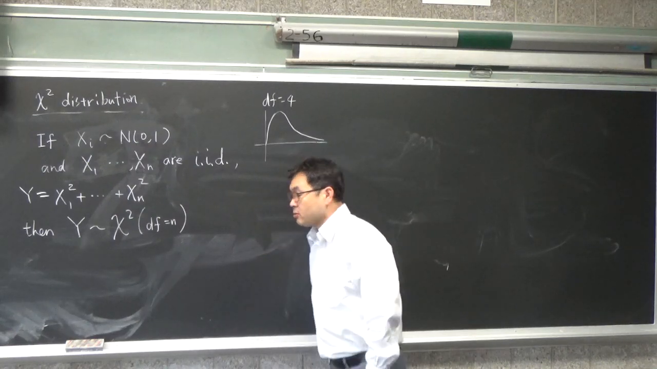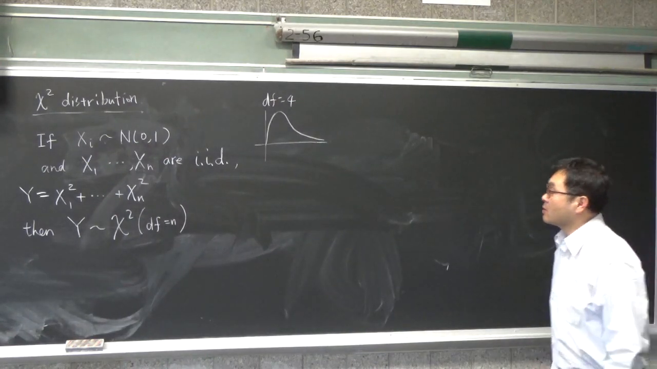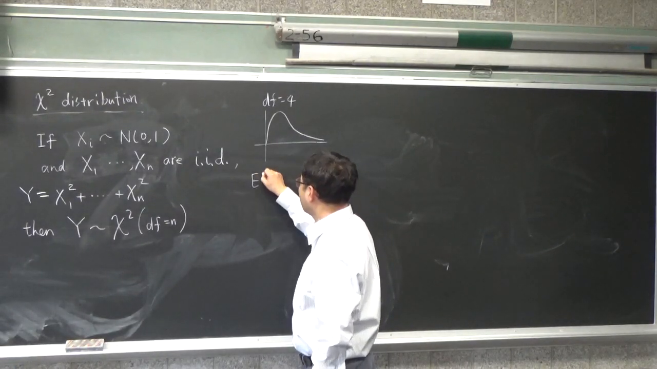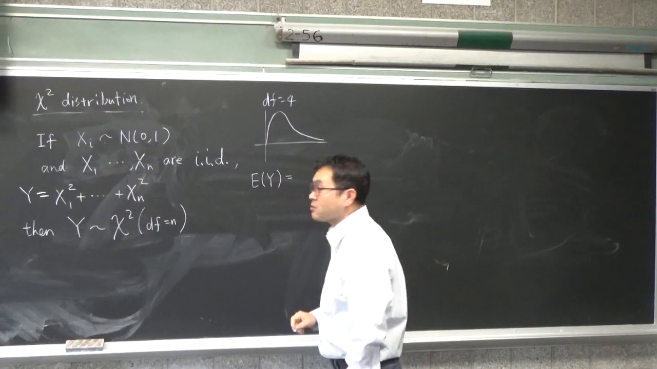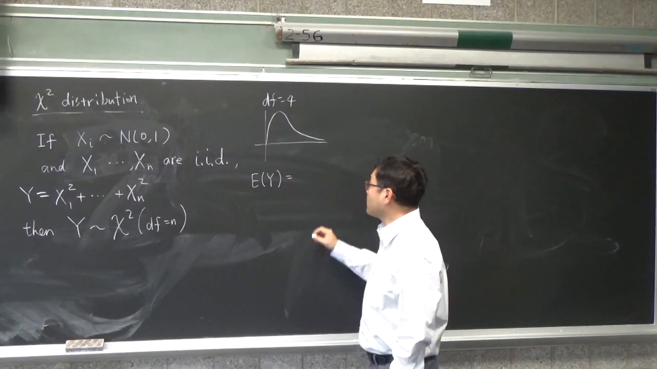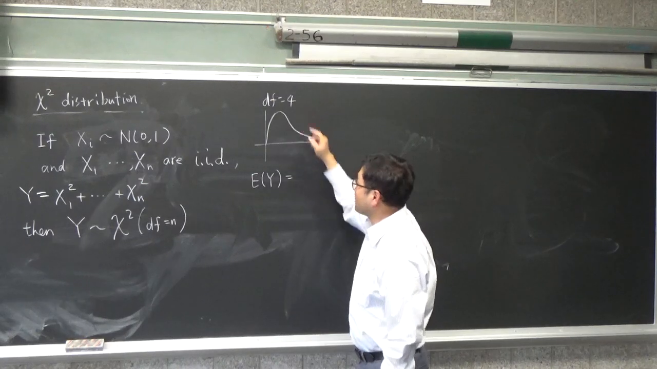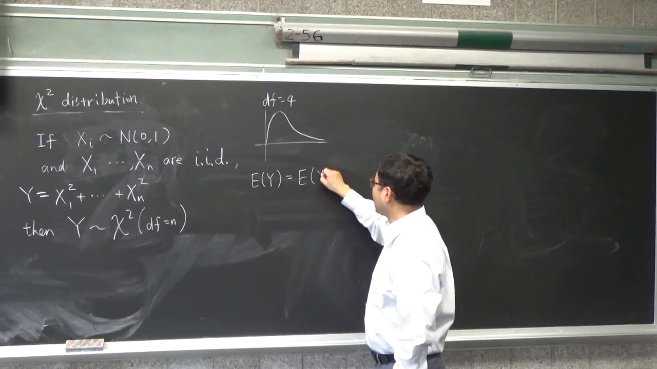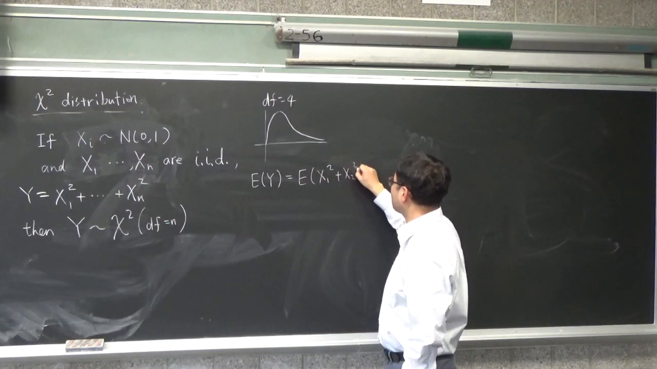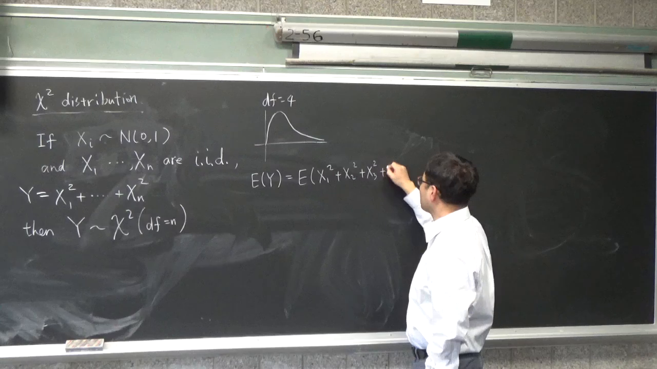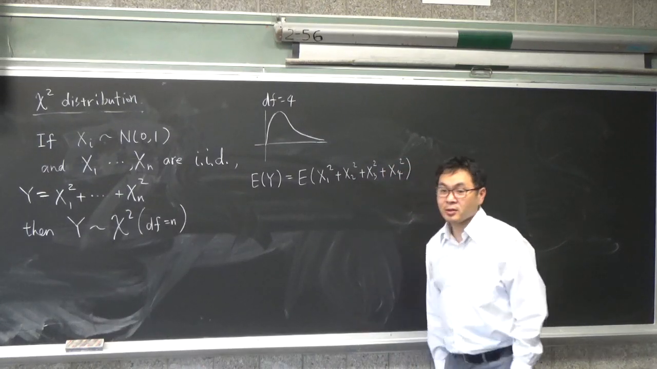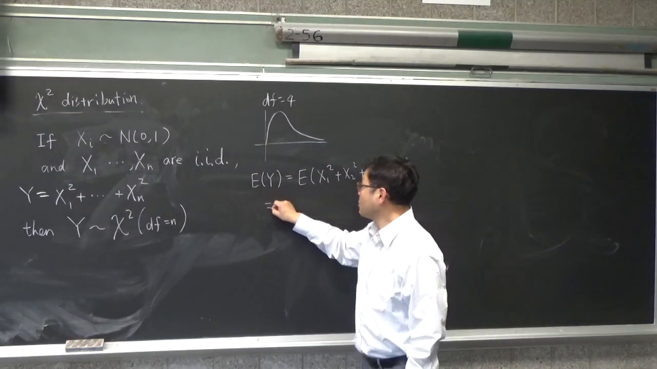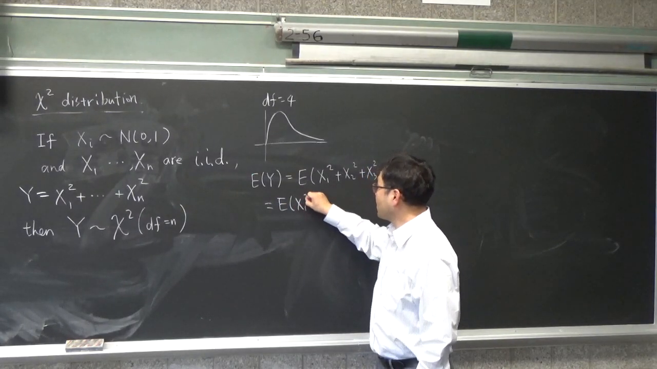From this, you can figure out the expectation value of y. That's a nice exercise. The expectation value of y, let's work with degrees of freedom 4, is E of x1 squared plus x2 squared plus x3 squared plus x4 squared, right? And expectation value is linear, so we can take the expectation value of each.